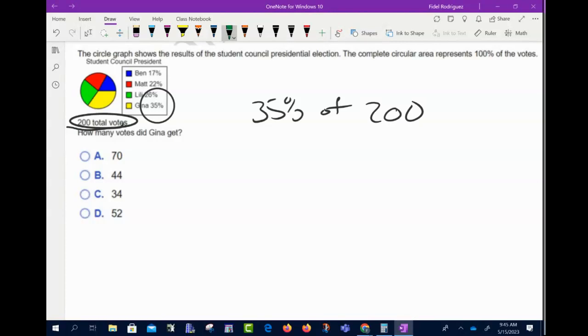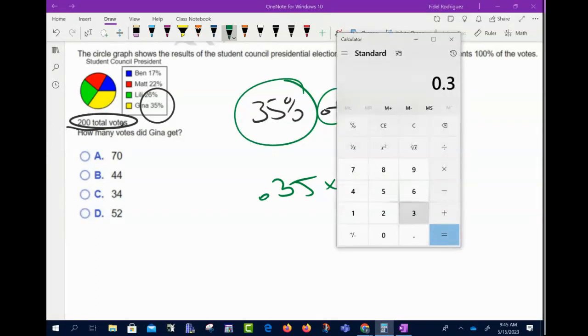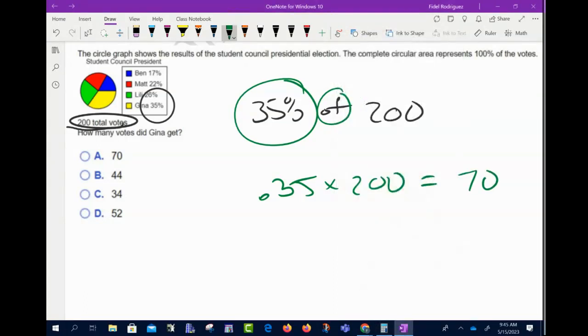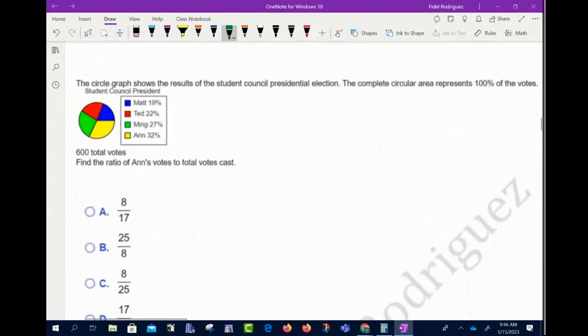Okay, so we talked again about this on Friday, y'all. Do y'all remember how do I write 35% as a decimal? 0.35. Remember what the word of means to do? Perfect, man. Great, y'all. So look, 0.35 times 200, 70. Is that one of my choices? There it is. Boom. All right. Again, I'm reading a circle graph, but I'm having to go back and remember how did we do percentage problems, right? Let's take a look here, y'all.